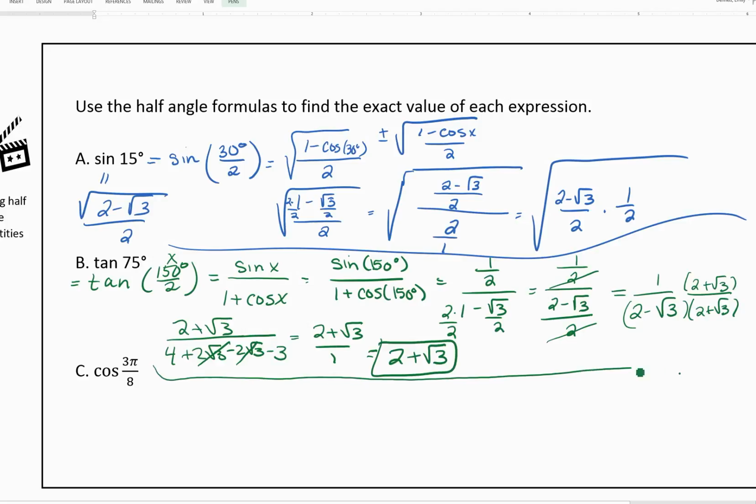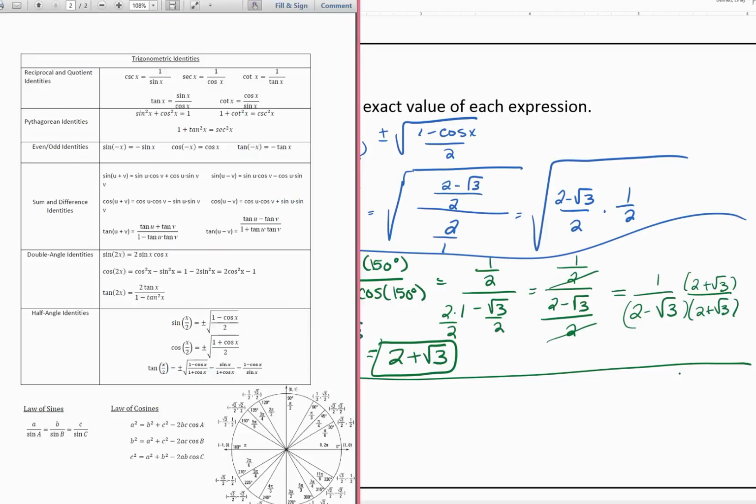Okay, we've got one more we want to look at here: cosine of 3 pi over 8. To get our x, we take this angle and multiply by 2. When you do that, you can cancel out a 2 here and make this a 4. So the x that we're going to use is 3 pi over 4. So we're looking for cosine of 3 pi over 4, over 2. That's our x, so we need to use our formula sheet to get the formula.